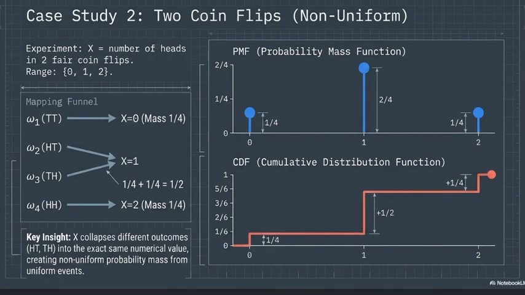Now, how will you write the CDF function? So, for X less than 0 it is 0. And from 0 to 1, it's 1 by 4. And from 1 to 2, it's 3 by 4, meaning we take all the values below. So 1 by 2 plus 1 by 4 is 3 by 4. Right? Then above 2 it will be equal to 1.